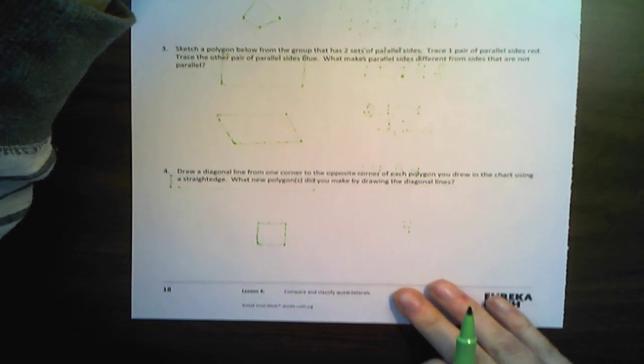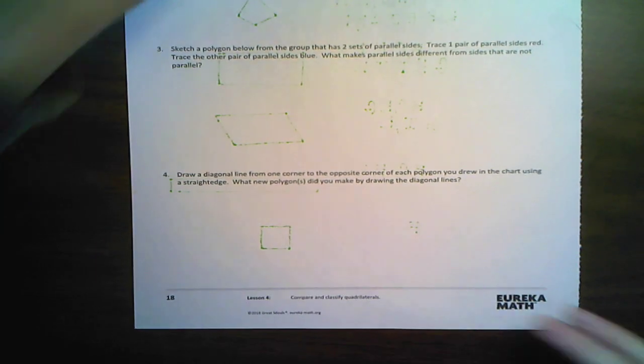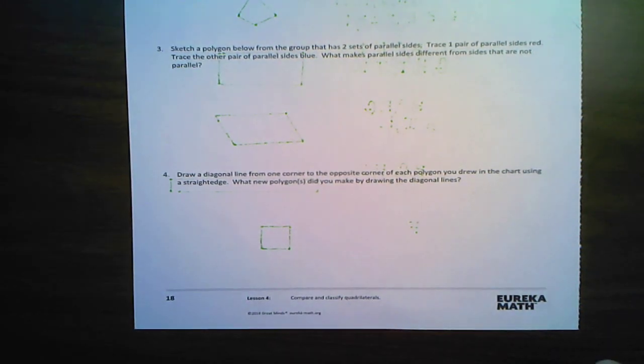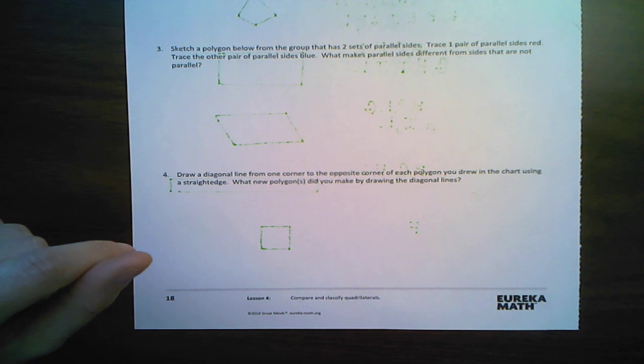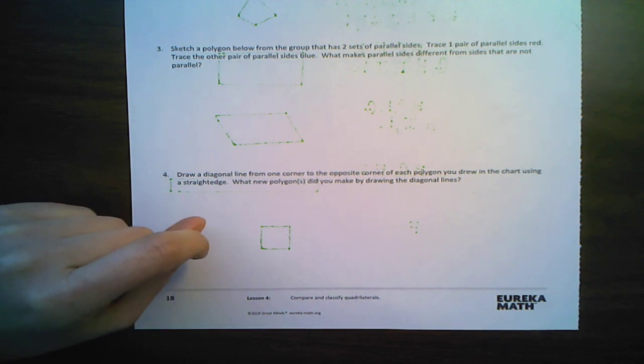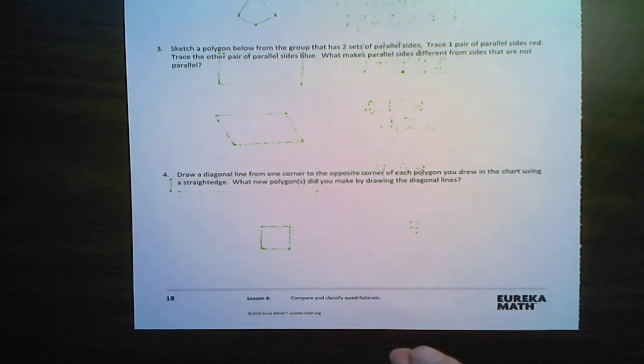Okay, let's head down to number 3. Will you please read with me? It says, sketch a polygon below from the group that has 2 sets of parallel sides. Trace one pair of parallel sides red. Trace the other pair of parallel sides blue. What makes parallel sides different from sides that are not parallel?